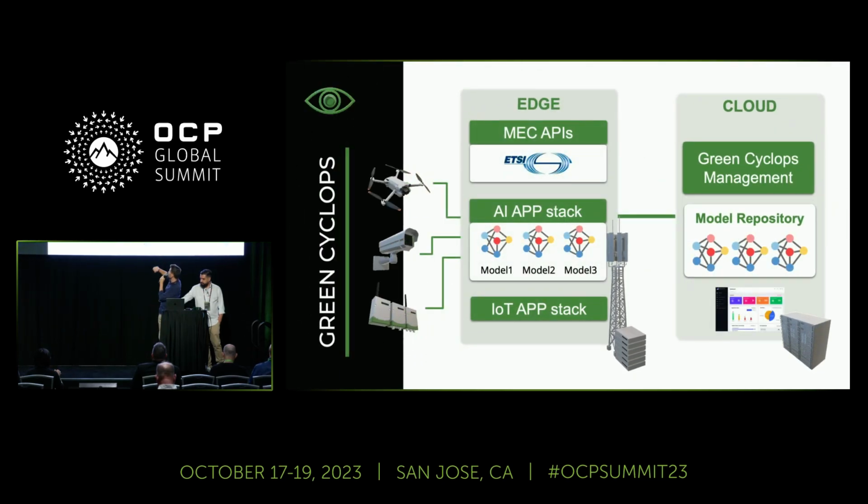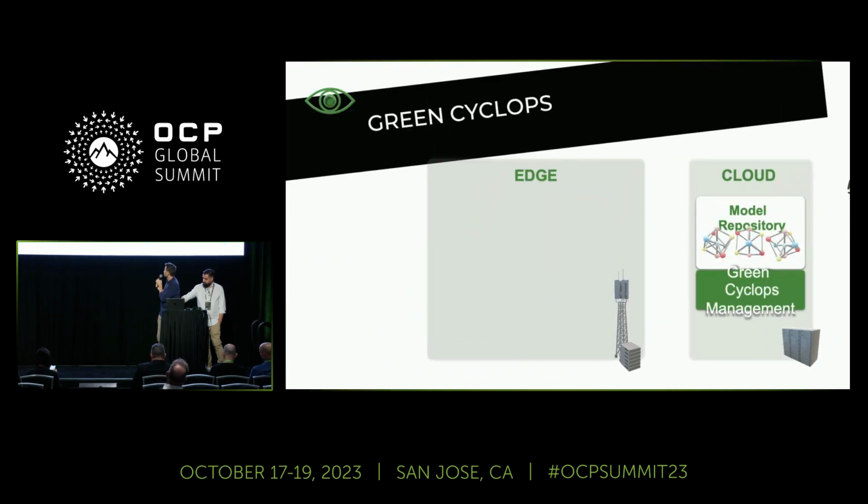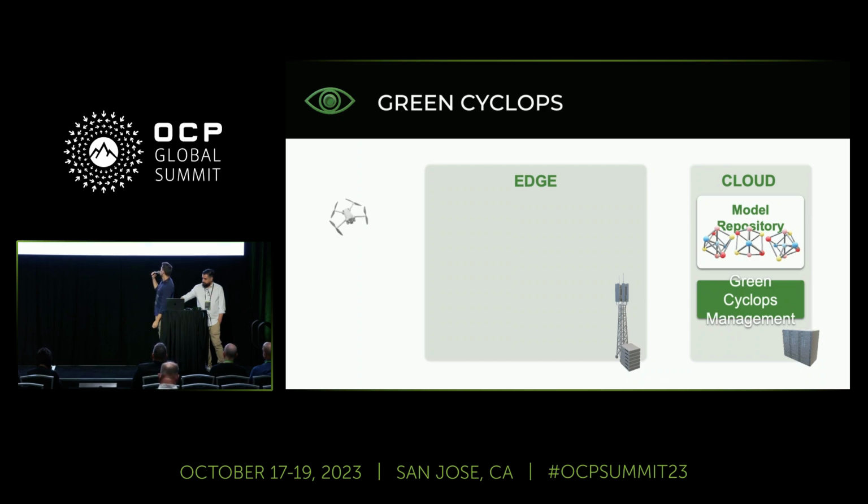We have the services used to retrieve information about the location, the power and quality of the signal, and so on. We have the AI and IoT instances that process information from the cameras and the IoT devices, and with the inference produce events and alarms that are sent to the cloud. At the cloud, we have a model repository with pre-trained models that can be used by the instance at the edge.